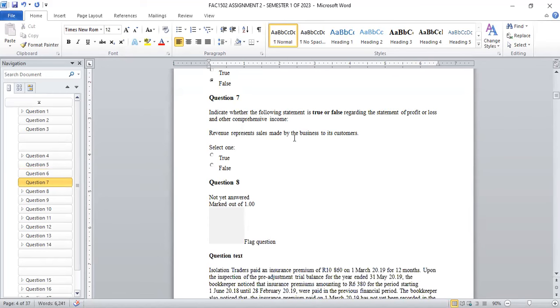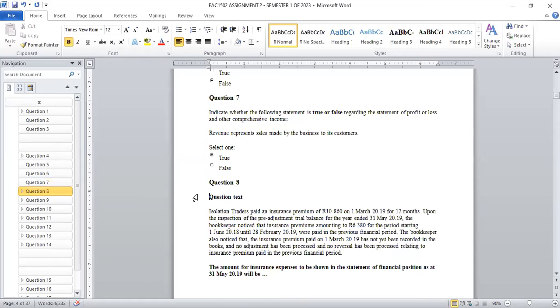Right. Revenue represents sales made by the business to its customers. That's very true. Revenue of the business is the sales that the business has made to its customers. If you are into teaching, the fees that you charge your students are your revenue. If you're a lawyer, the consultation fees are your revenue. If you sell furniture, the amount you receive from selling furniture is your revenue. So revenue is indeed the sales made to your customers, depending on the nature of your business.